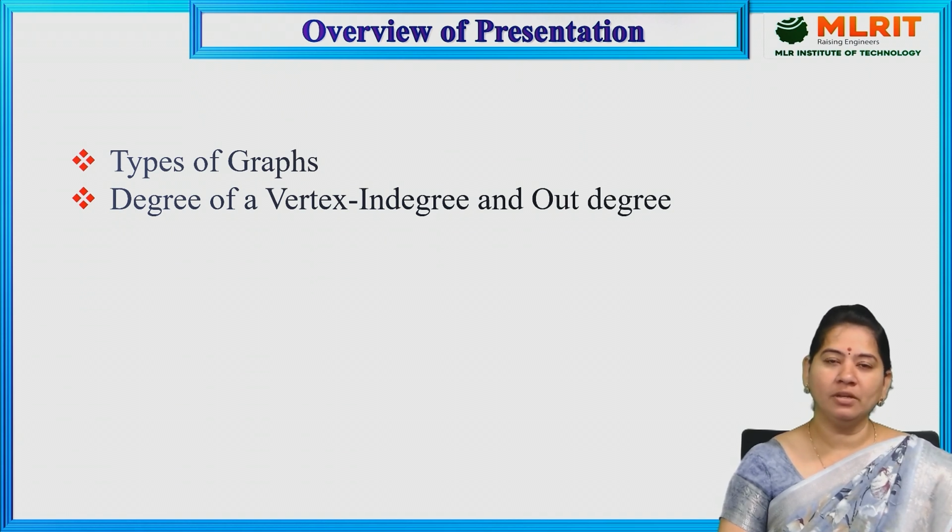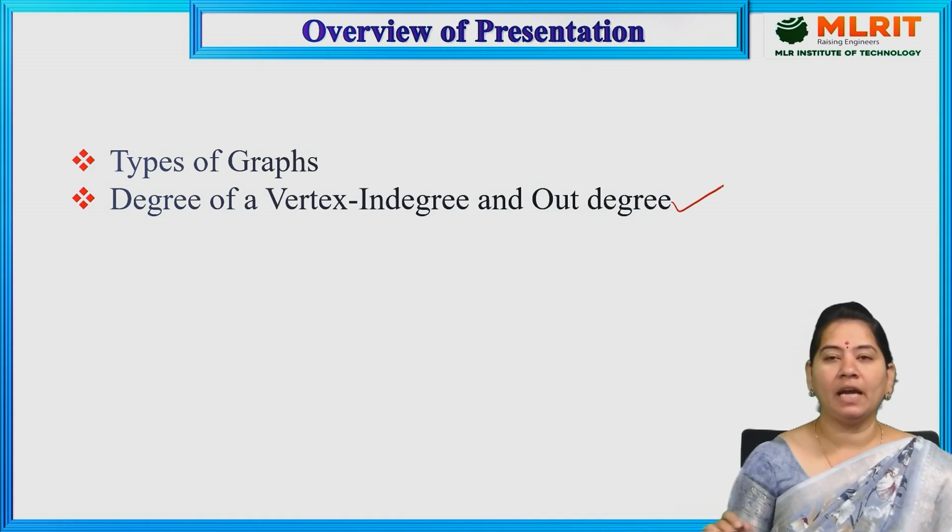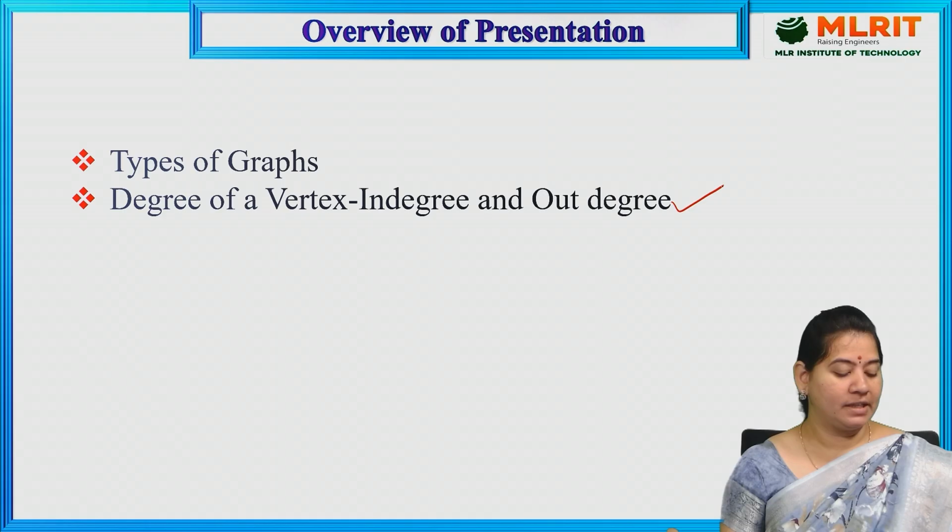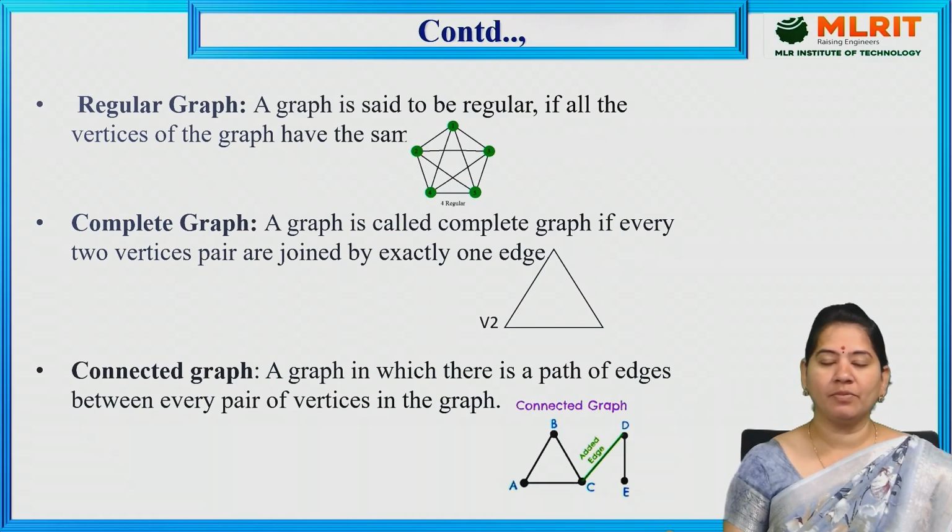So today we are going to discuss the continuation of the types of graphs that we discussed in the last session. We are just continuing with the types of graphs and also another concept, the degree of a vertex, which is called in-degree and out-degree. First, let us continue with the types of graphs from the last session.